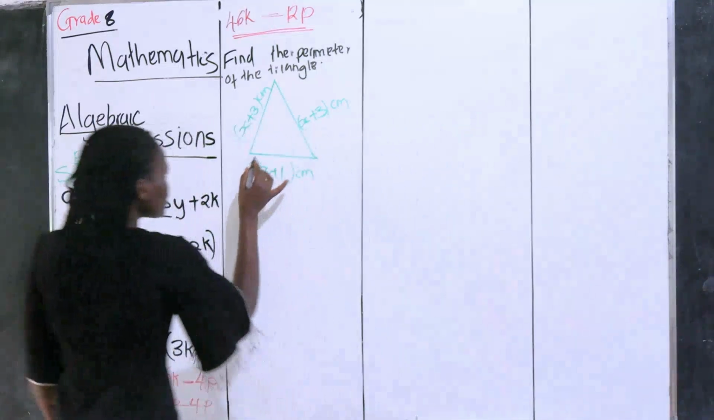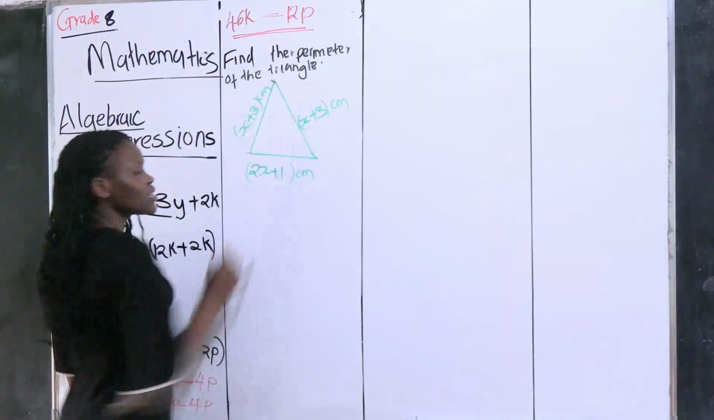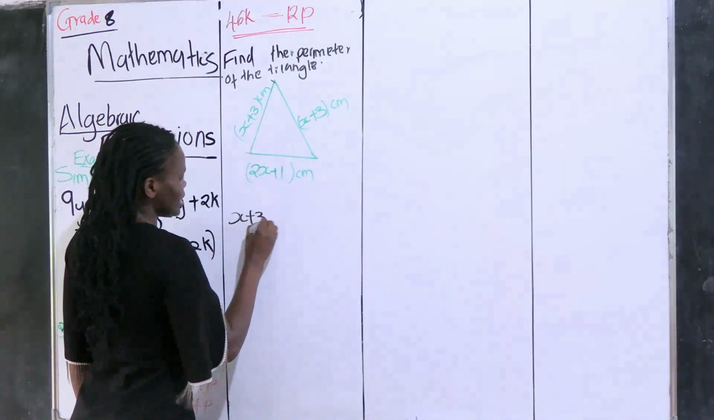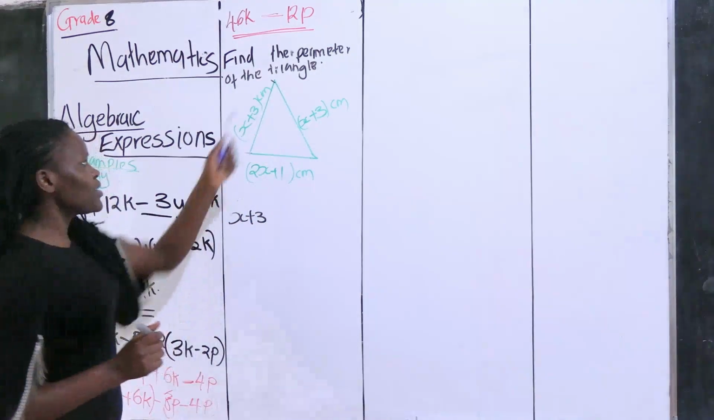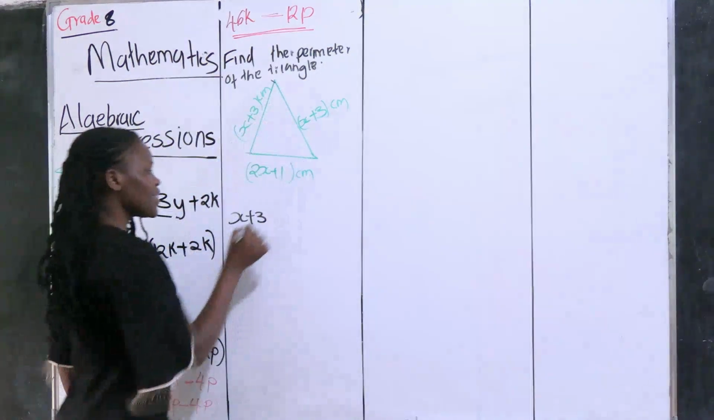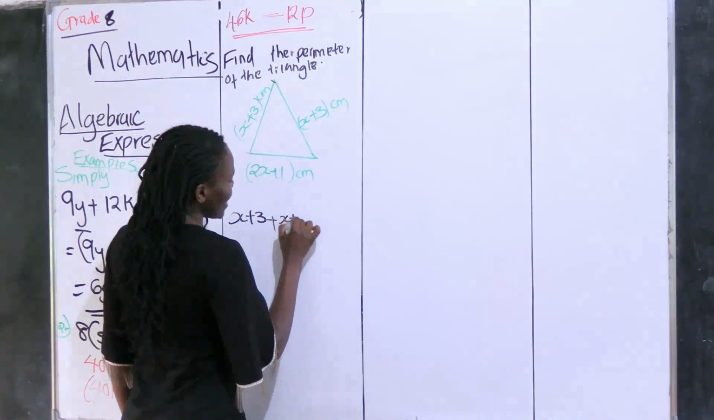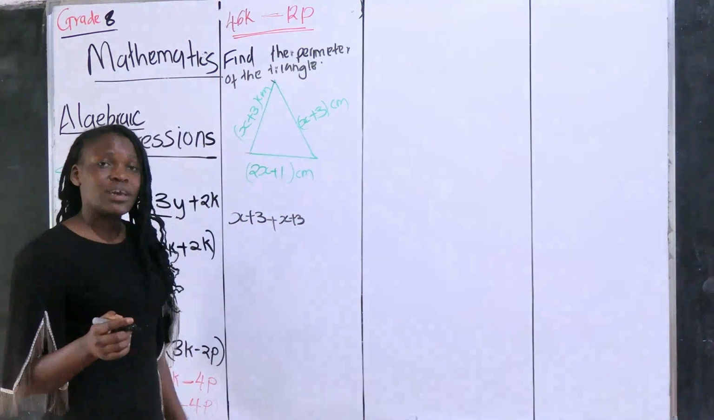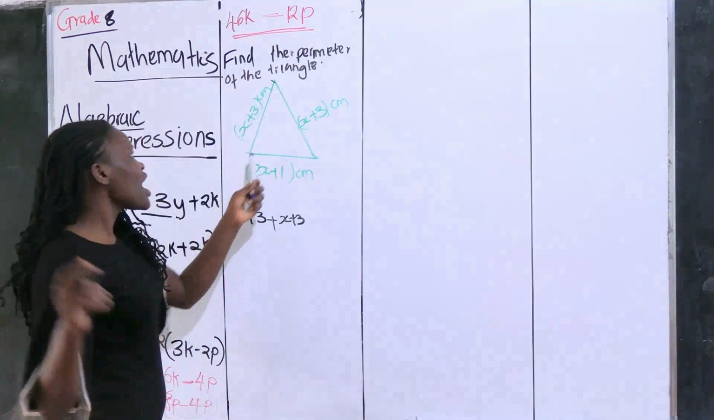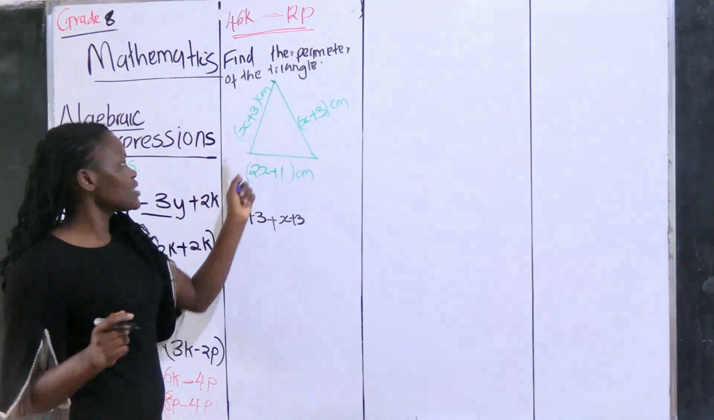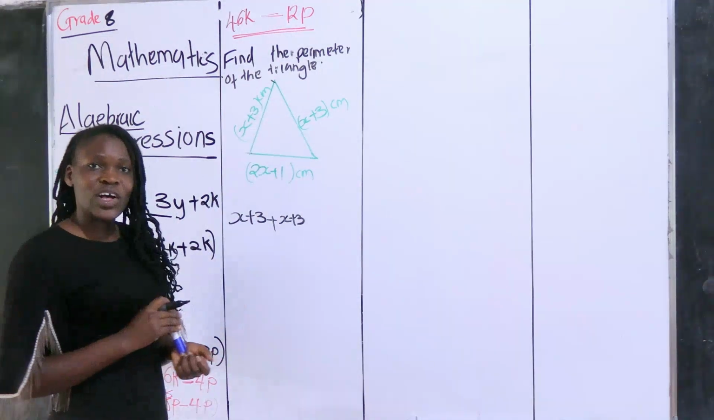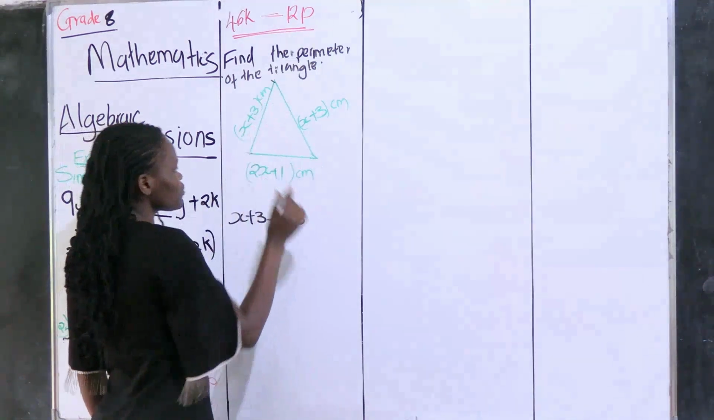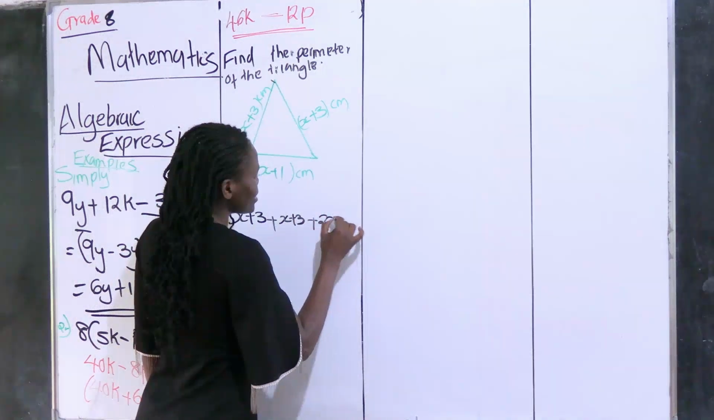We are going to move from this end to this end. We have covered x plus 3. And then from this end to this end, we have covered another x plus 3. We are adding the distance we have covered, because perimeter is the distance all around this figure. So we have added that, and then this point to this point will be plus 2x plus 1.